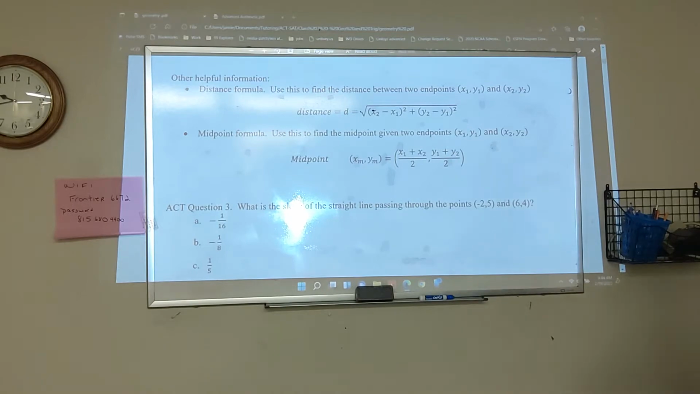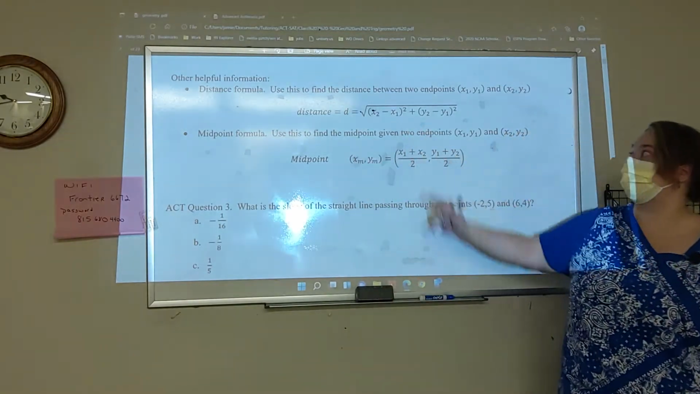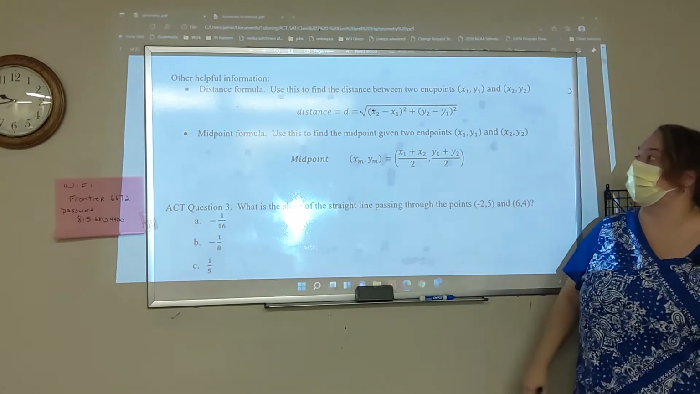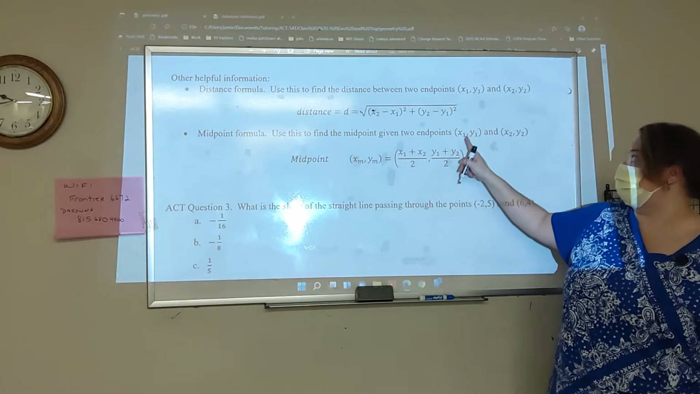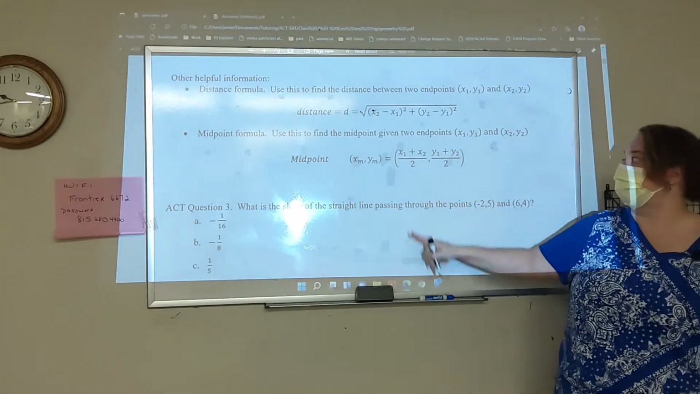Couple other helpful formulas, also not on your formula sheet: your distance formula. You do need to know this. It's the square root of (x2 minus x1) squared plus (y2 minus y1) squared. This is the distance between 2 points. Midpoint formula, using x1, y1, and x2, y2. This is how to find the midpoint between 2 points on the coordinate plane.